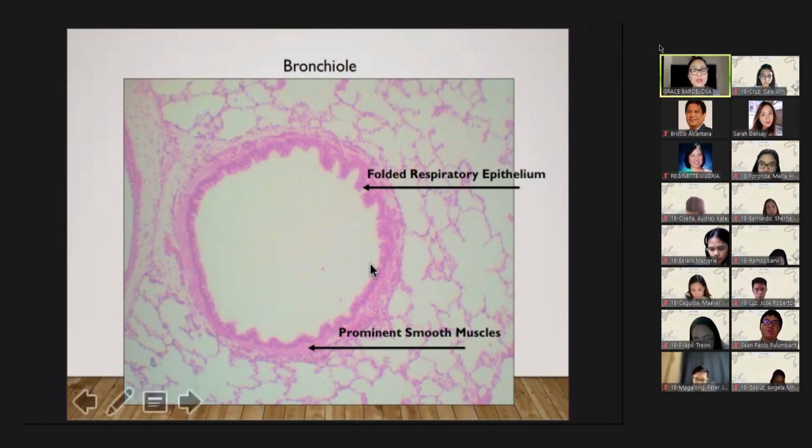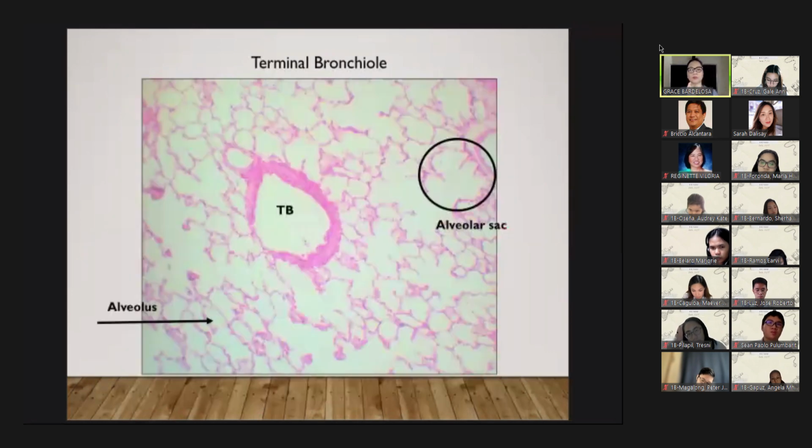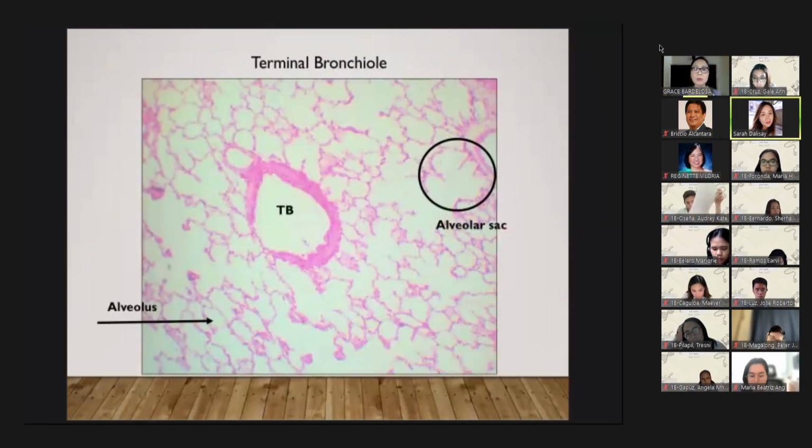And as I mentioned a while ago, this is devoid of glands, the submucosal glands, and the hyaline cartilage. But what we see here is this prominent smooth muscle. Okay, so this is what we call the bronchiole. Now, to be followed by the terminal bronchiole. What is the difference between the bronchiole and the terminal bronchiole?